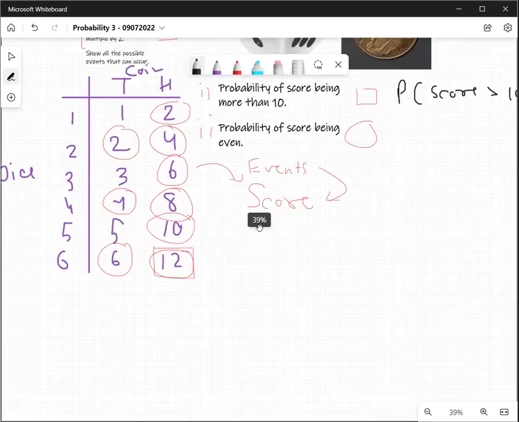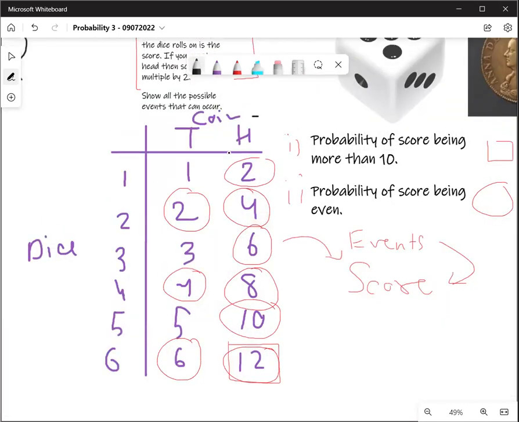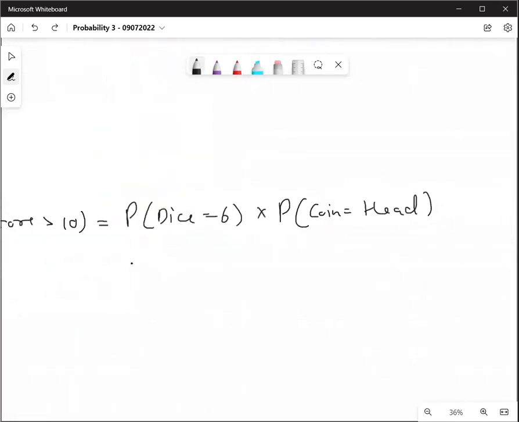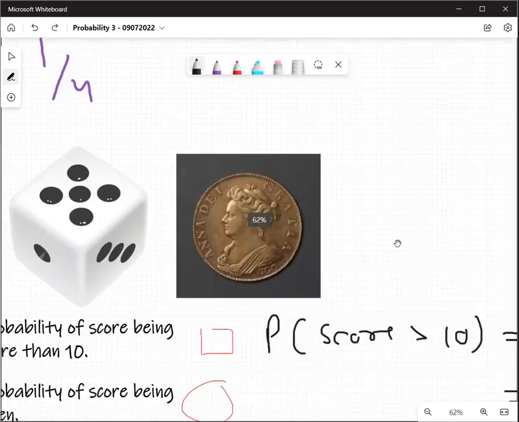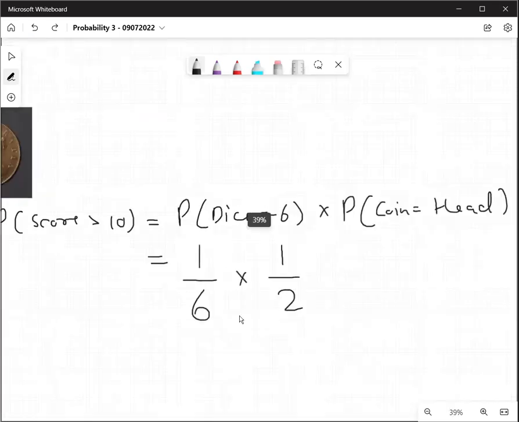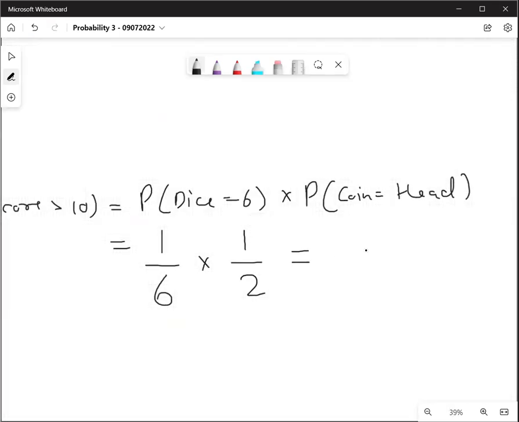Is that clear? Now, when are you getting something more than 10? You're getting it here, when the dice is 6 and when the coin is head. Now, if I multiply the probabilities together, what is the probability of getting 6 on a dice? It is 1 over 6. And what is the probability of getting a head? You have two sides of a coin, so 1 over 2. Therefore, the answer will be 1 over 12.